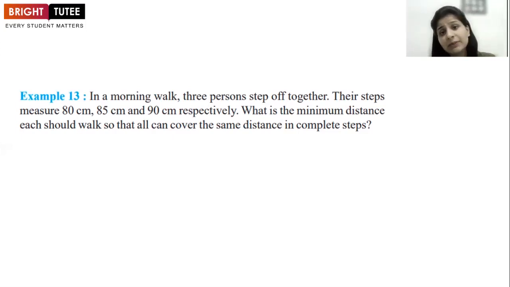What is the minimum distance? Minimum means least distance, lowest distance. Each should walk so that all can cover the same distance in complete steps. So complete steps we have to find out, like 7 steps, 9 steps, like that. In how many steps they will complete the minimum. For minimum we have to find out the LCM.